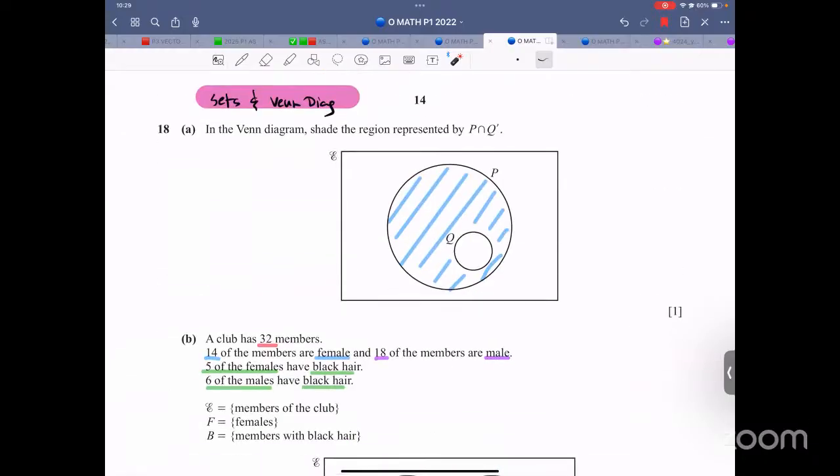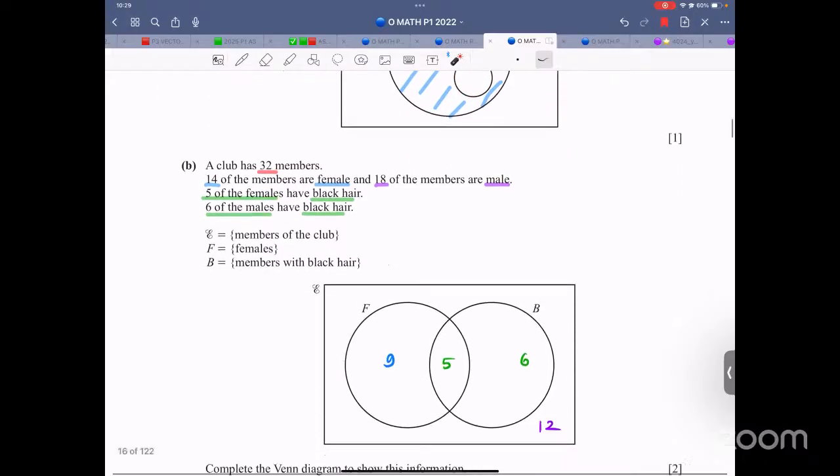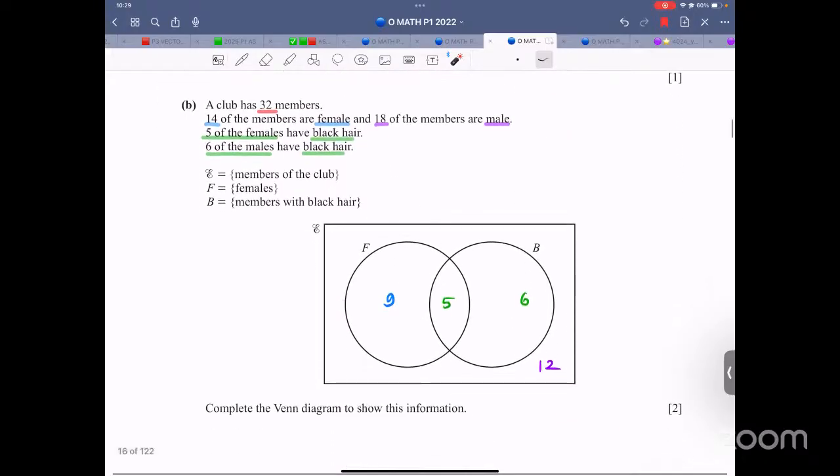Sets in Venn diagram. In the Venn diagram, shade the region represented by P intersection Q complement. That means Q complement is outside of Q, that is this and this, but common with P. So common with P is this thing. Now, this one was a nice question. We solved this question that day in the workshop.